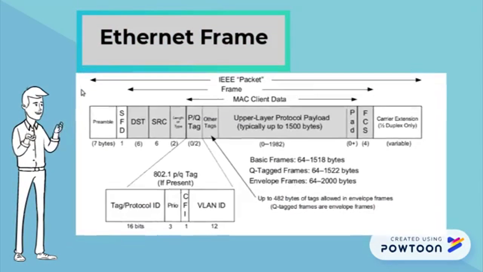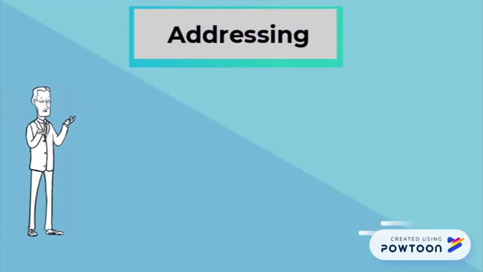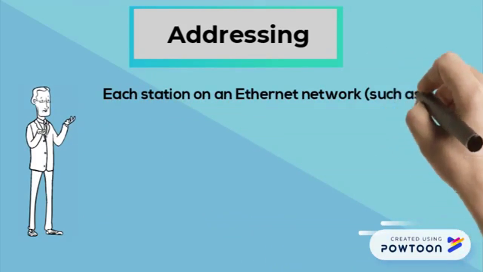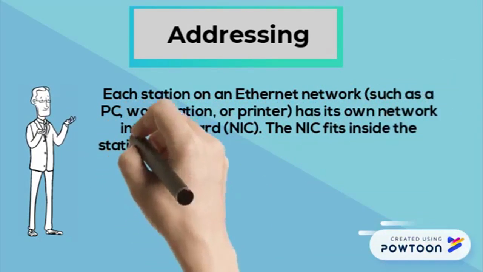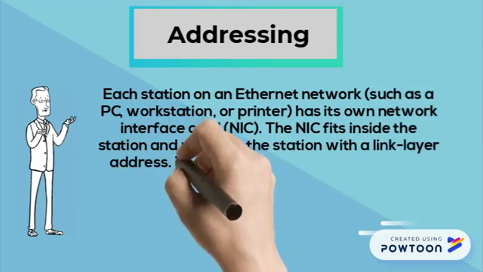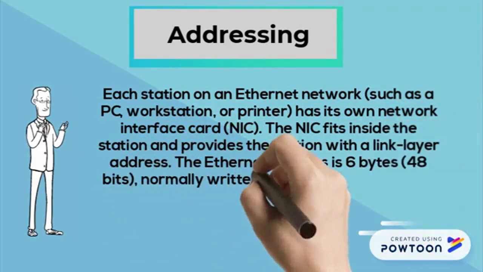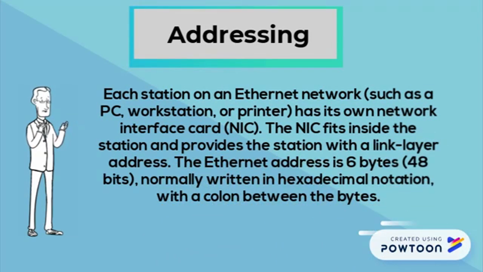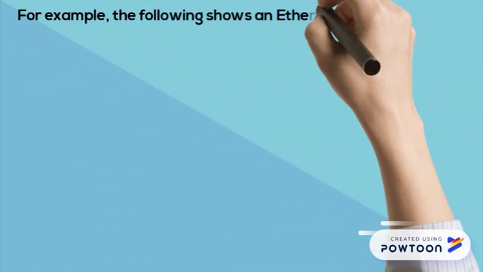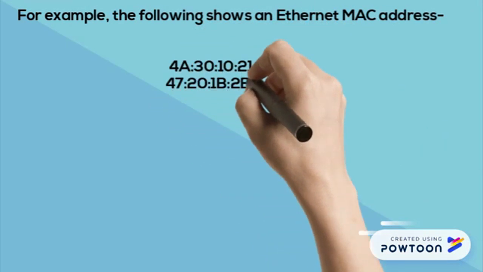Ethernet frame. Addressing: each station on an Ethernet network, such as a PC, workstation, or printer, has its own network interface card. The NIC fits inside the station and provides the station with a link layer address. The Ethernet address is 6 bytes, 48 bits, normally written in hexadecimal notation with a colon between the bytes. For example, the following shows an Ethernet MAC address.